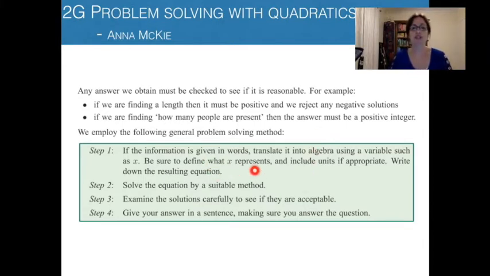Just some basic steps here. If the information is given in words, you need to extract out of that an equation. Also, if they give it to you in words, you must answer in words at the end. So you write down your equation, you choose a suitable method of solving. It could be factorising, occasionally completing the square, quadratic formula, graphing, technology, those sorts of things. Check which solutions are acceptable. Again, going back to that point about you can't have a negative measurement, and then answer in a sentence.